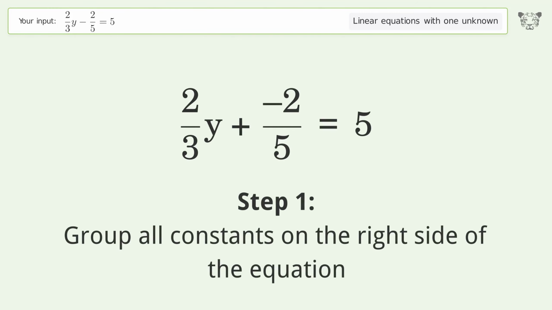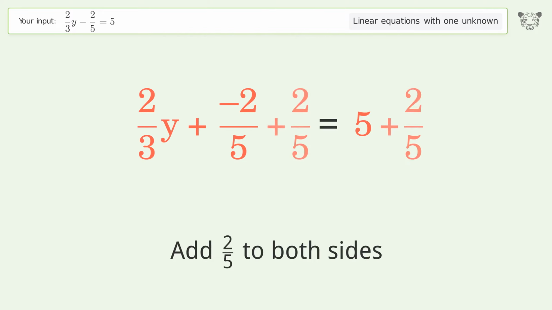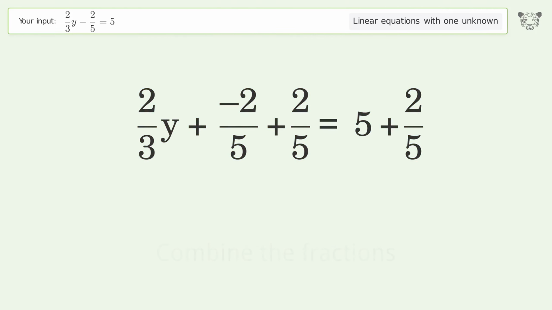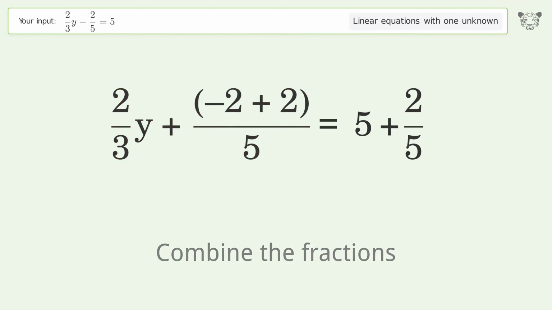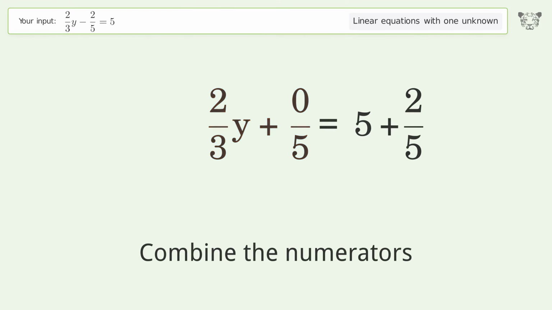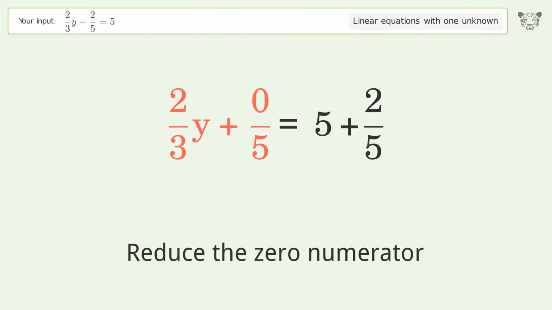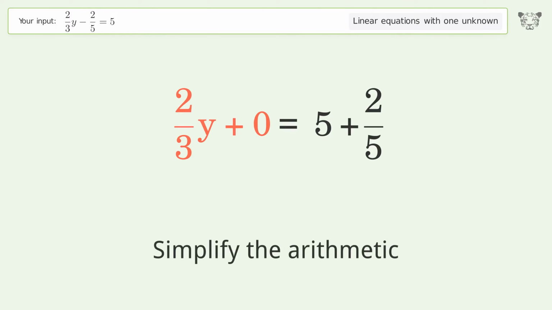Group all constants on the right side of the equation. Add 2/5 to both sides. Combine the fractions. Combine the numerators. Reduce the zero numerator. Simplify the arithmetic.